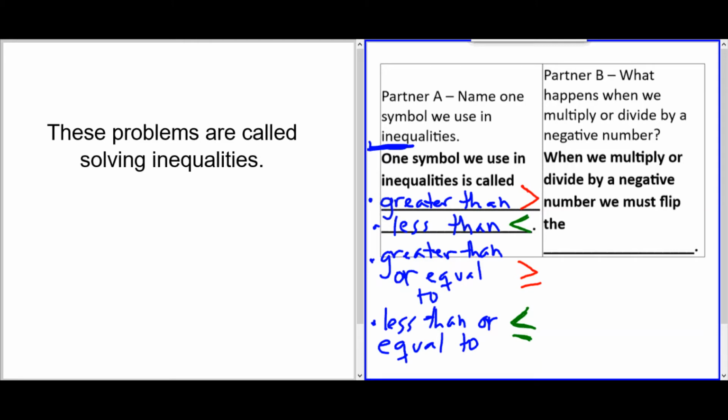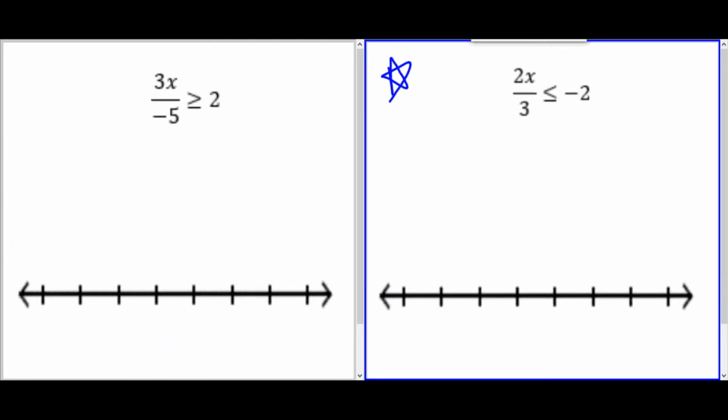So part B, what happens when we multiply or divide both sides by a negative number? Again, copy everything from the green line down on this one. So when we multiply both sides by a negative number, we must flip the inequality sign. Okay, so if it's greater than, we're going to change it to be a less than sign. So here's a first example.